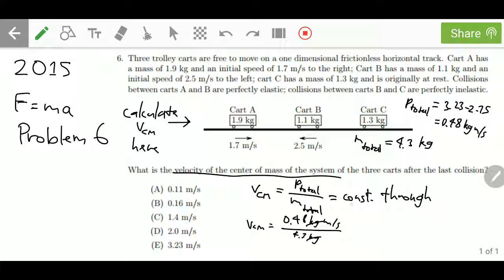And so that will be roughly, so 48 divided by 43 is 1 point... You can just do that in your calculator or just approximate close enough to get one of the options. But 48 over 43 is 1.1163 roughly, and so here would be 0.1163 meters per second, and so the answer will be option A right here, 0.11 meters per second.